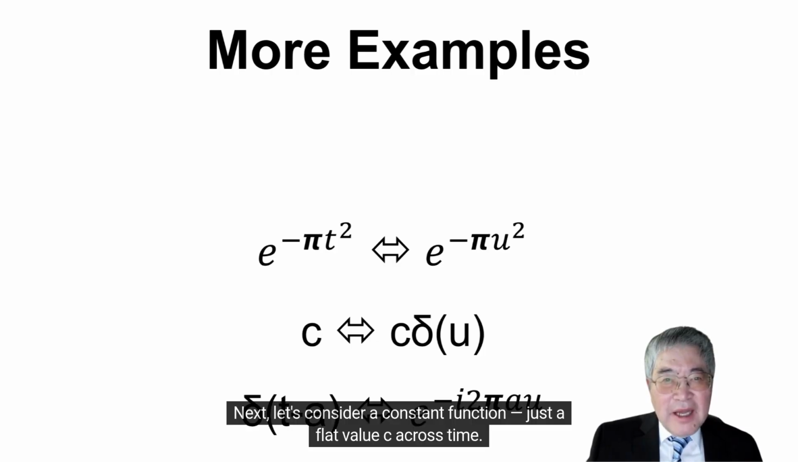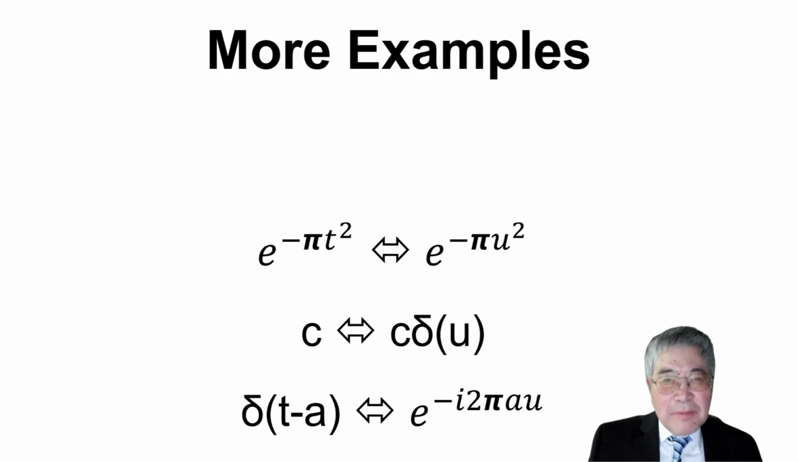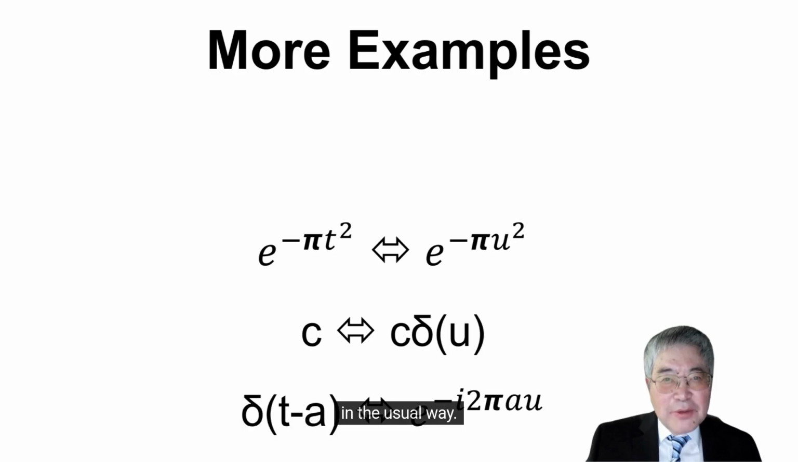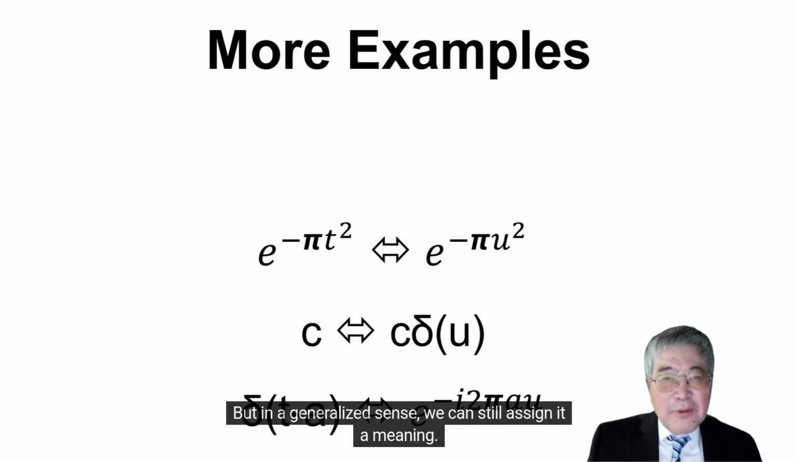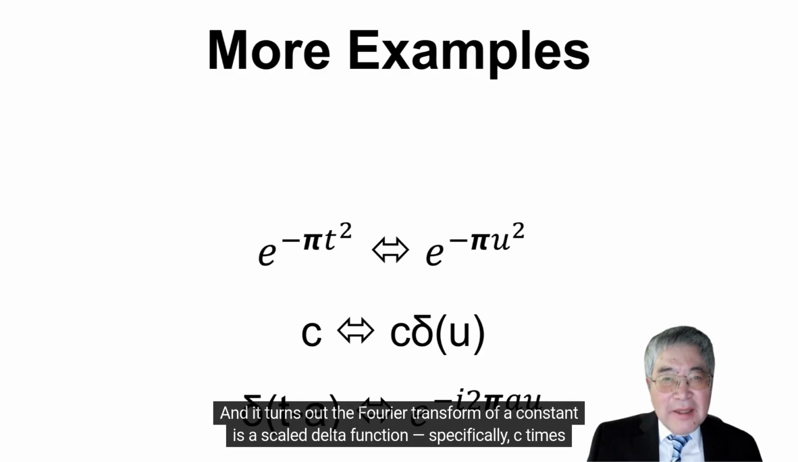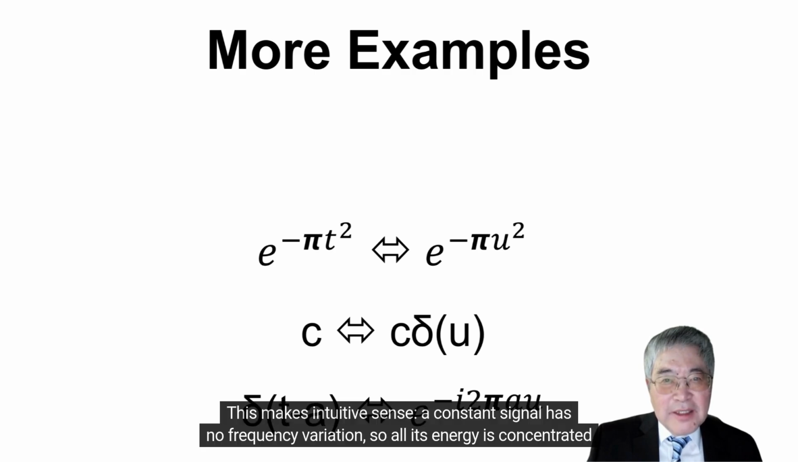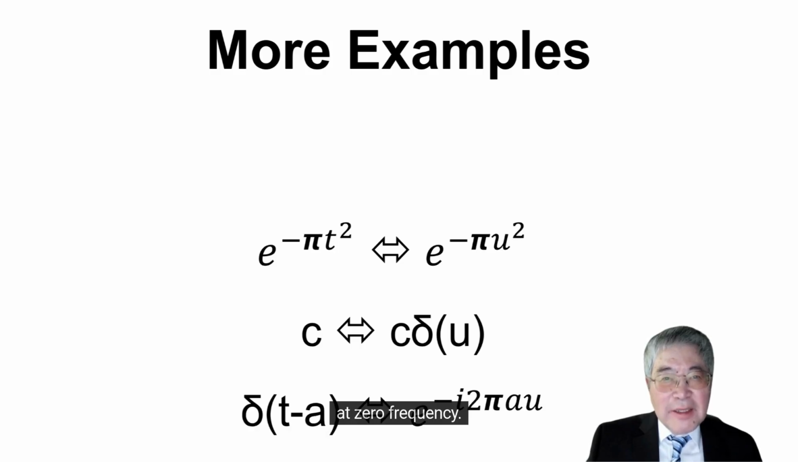Next, let's consider a constant function, just a flat value c across time. Now technically, this function is not square integrable, meaning we can't just apply the Fourier transform in the usual way. But in a generalized sense, we can still assign it a meaning. And it turns out the Fourier transform of a constant is a scaled delta function, specifically c times delta of u. This makes intuitive sense. A constant signal has no frequency variation, so all its energy is concentrated at zero frequency.